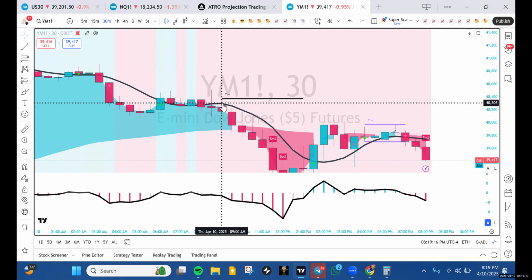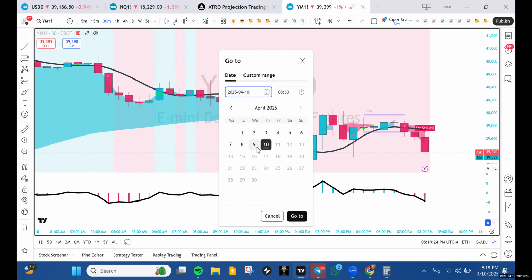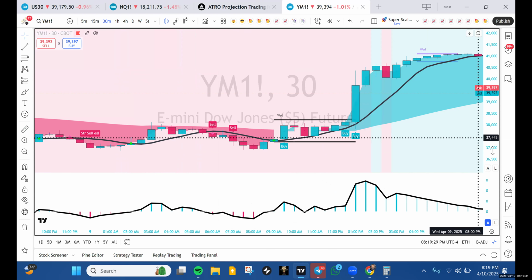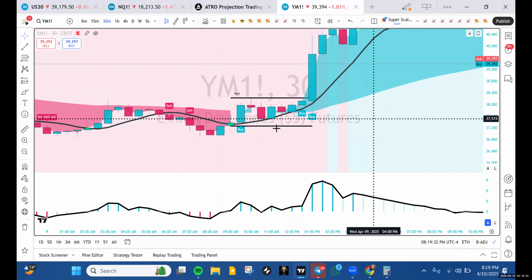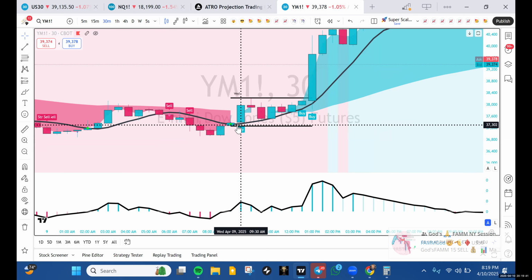Honestly, this seems so simplistic, but look at what your entry ends up being. Your entry ends up being up here in the wicks of these 30-minute candles, which is very pristine by any judgment of trading. And honestly, it's not the judgment of trading. It's really trying to get everything that you need out of the market. And that's it. So here's yesterday. It's really about that.